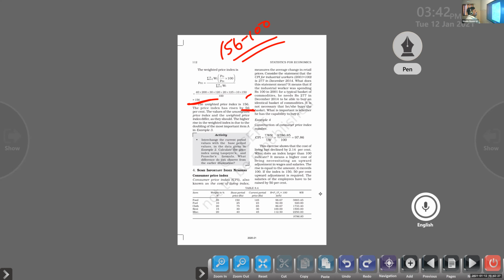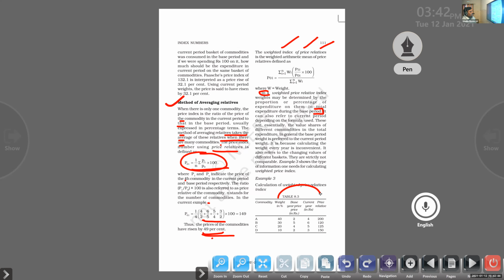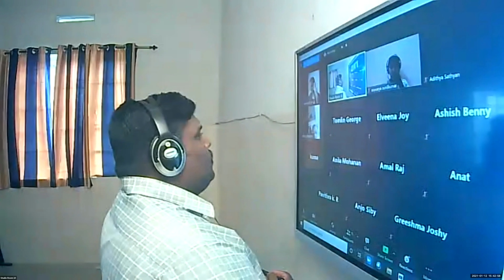The values of the unweighted price index and the weighted price index differ, as they should. The higher rise in the weighted index is due to the doubling of the most important item in the example 3. Understanding or not? So some items' prices have increased. Clear? We can see by observing these price relatives that commodity A's price relative is the highest one. Yes or no?